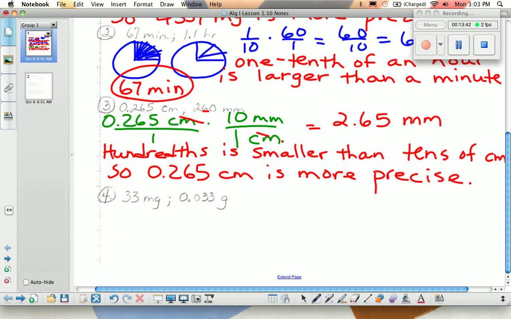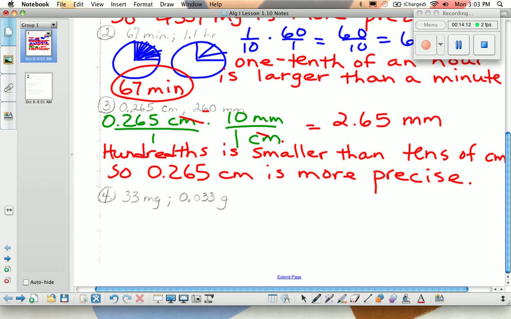So when in doubt, go with the smallest one. No, that would not be a good theory to follow. Because actually, in this case, millimeters are smaller than centimeters, aren't they? So why didn't we go with millimeters? I don't know. Let's try number 4. Go ahead and try number 4 on your own.